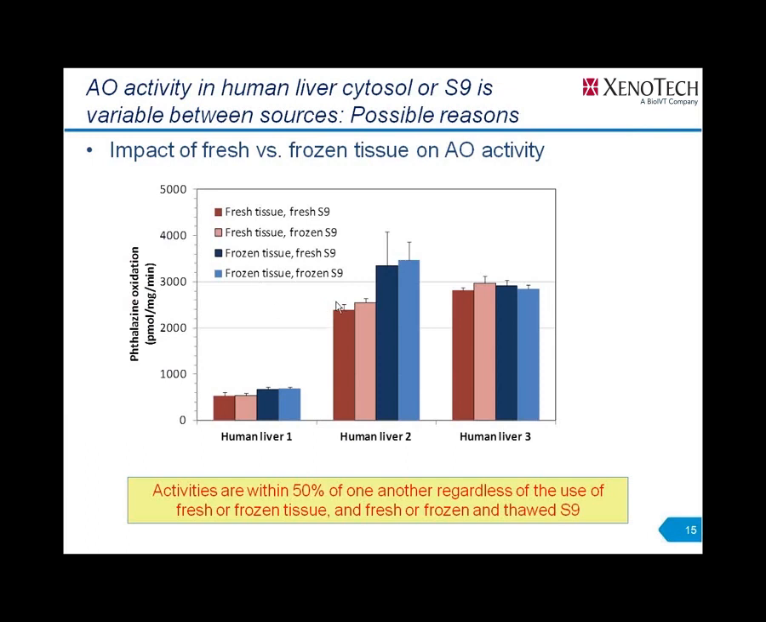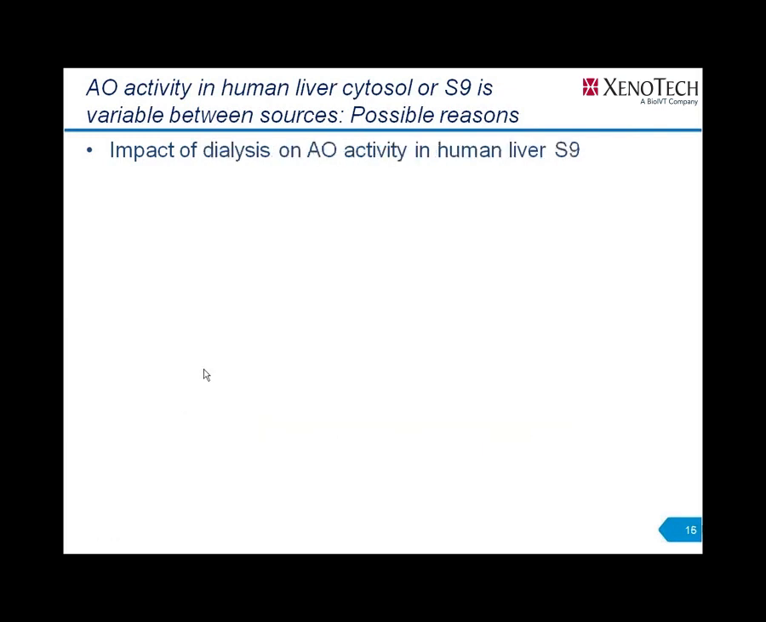And you'll see you certainly don't see a trend for the frozen to be lower. And across all these individuals, the activities are within 50% of one another, regardless of the use of fresh or frozen tissue, or whether you use fresh or frozen and then thawed S9. So even this sample handling aspect does not appear to impact the aldehyde oxidase activity. So what about the impact of chemical inhibition?